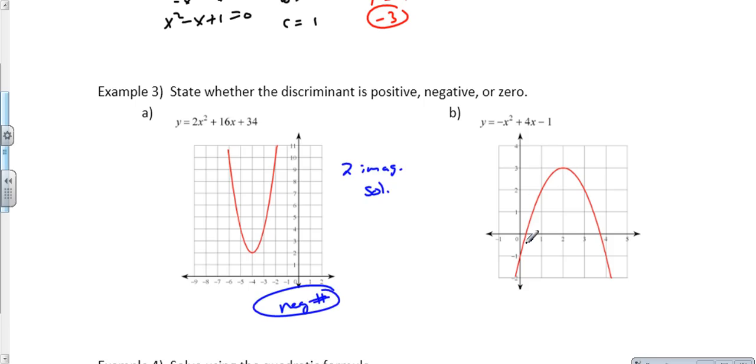Here we have a quadratic equation, a parabola that intersects the axis in two places. That means two real solutions, which means the discriminant must have been a positive number and not 0. If it was 0, it would only have one intersection point. So positive number.